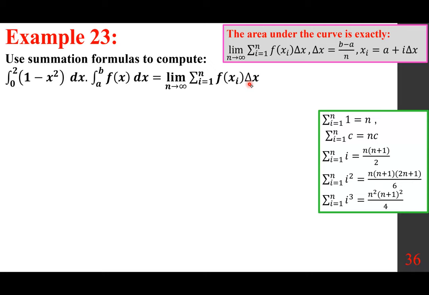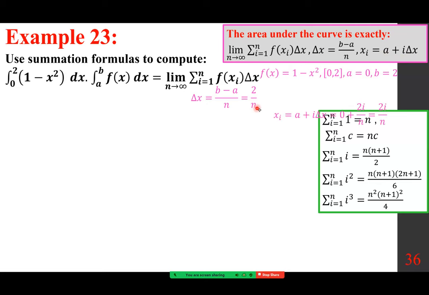So, this is the function f of x. From 0 to 2, a is 0, b is 2. So that's to get us started. Delta x is b minus a over n, so 2 minus 0 over n. x sub i is a, which is 0, plus i times delta x, so it makes it 2i over n. We want to evaluate the limit here. So for now, let's just go with the summation. Let's look at the summation, and then we take a limit finally.